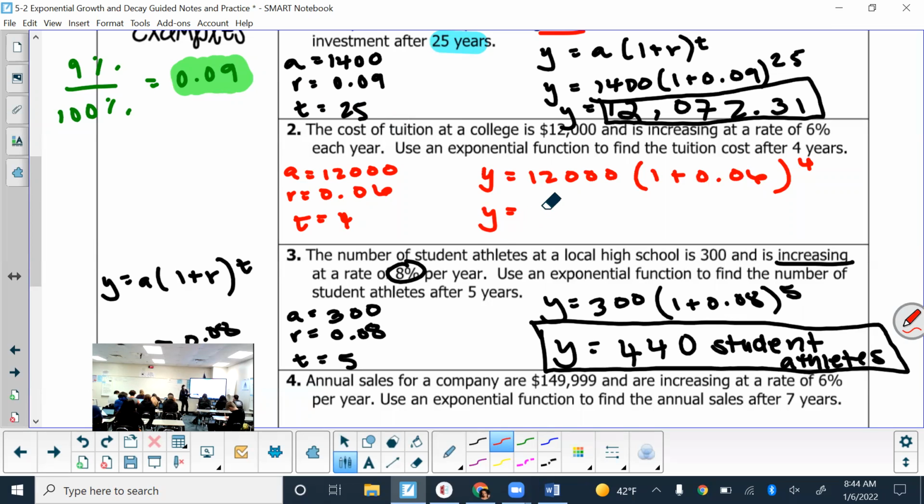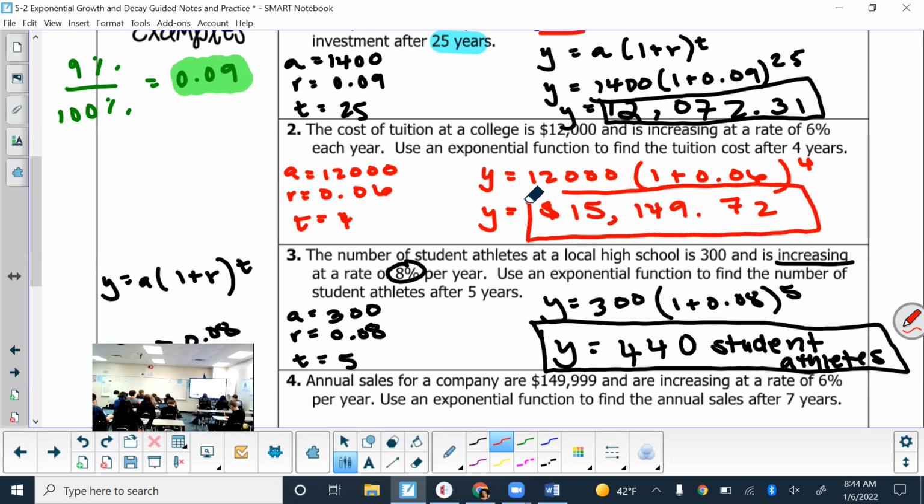Y equals 15,000. 15,149.72. And we get something different. All right, so this is the correct answer. At least that's what it says on my paper. Let me put it in the calculator just to make sure, because there are mistakes sometimes on my paper. So let me put this in the calculator.